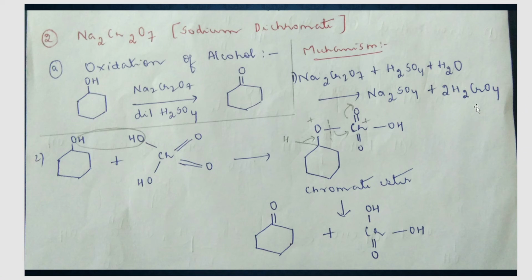Second step, you will take this chromic acid and make it react with your alcohol. Now this is the same as the previous one. There is elimination of water in this step. So you will join this oxygen to this chromium and write the entire structure. Nothing, just joining this oxygen to this chromium. Then what is this called? This is called a chromate ester.